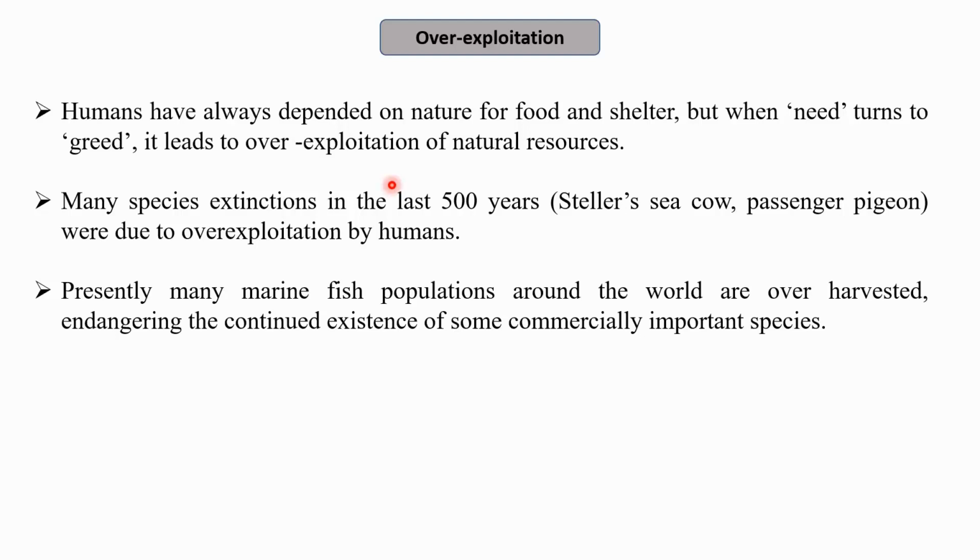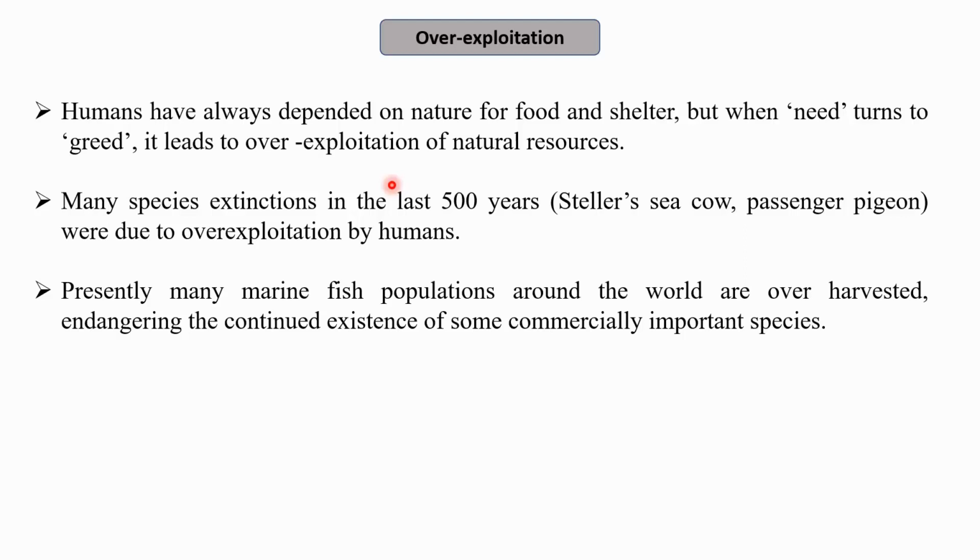So many species extinctions in the last 500 years, like Steller's sea cow and passenger pigeon, were due to the overexploitation by humans. And presently, there are many marine fish populations around the world that are over harvested. Due to the over harvesting, their population might decrease so low that they might become endangered, endangering the continued existence of some commercially important species.